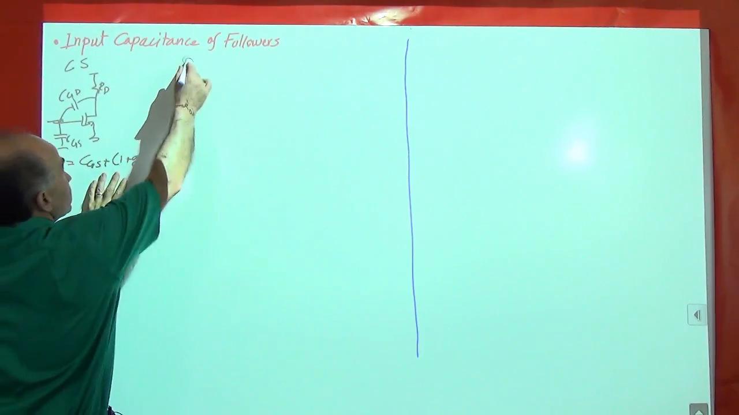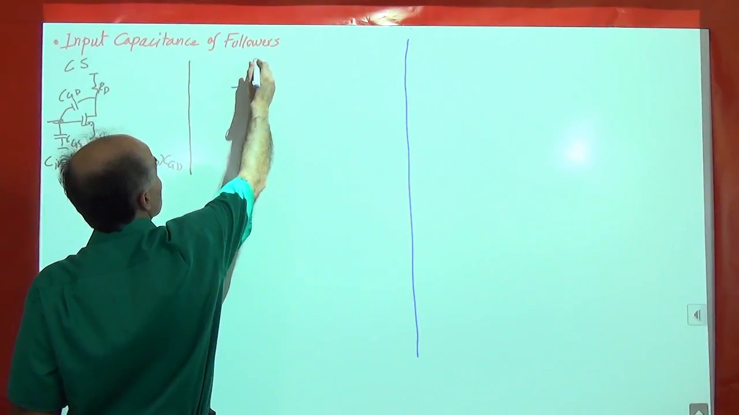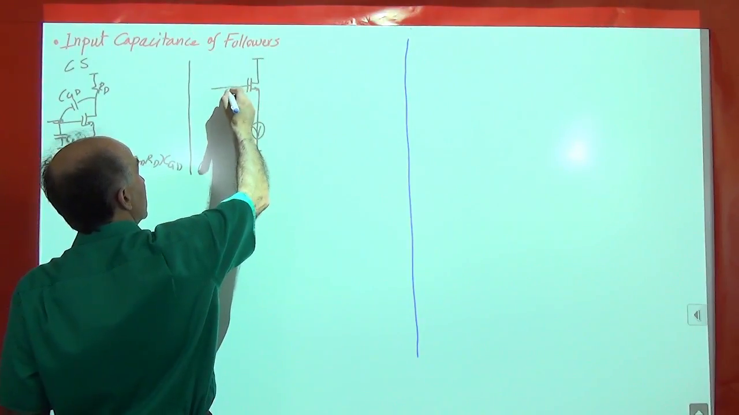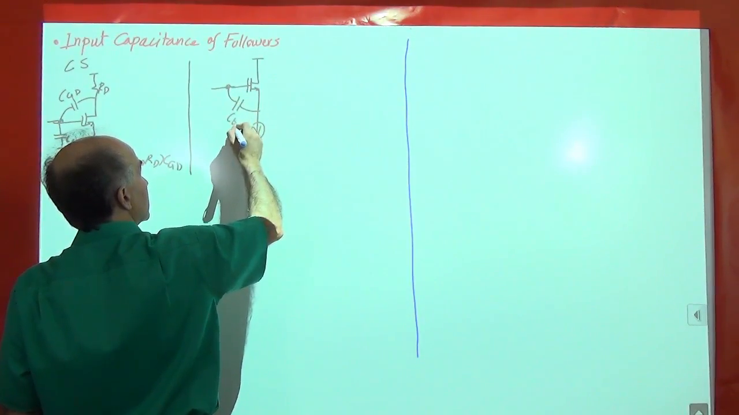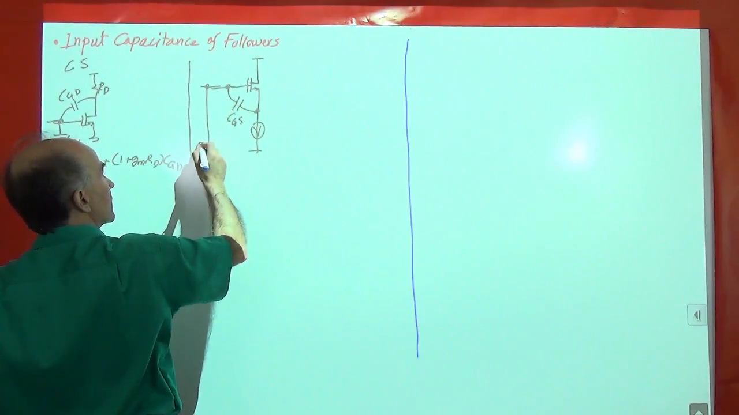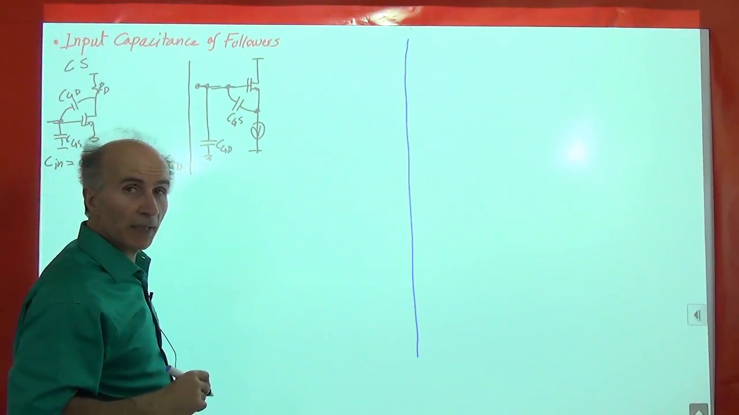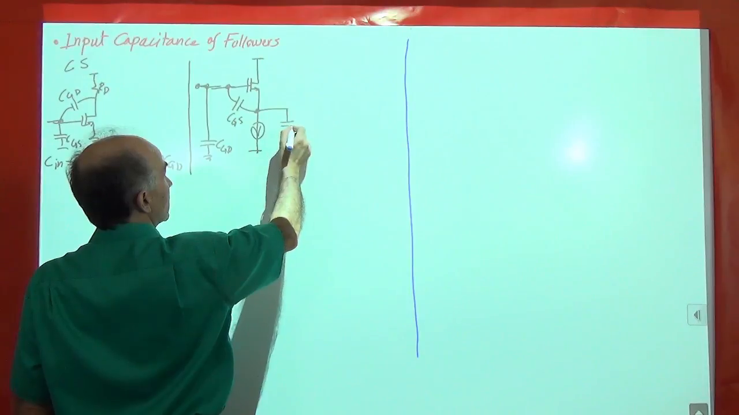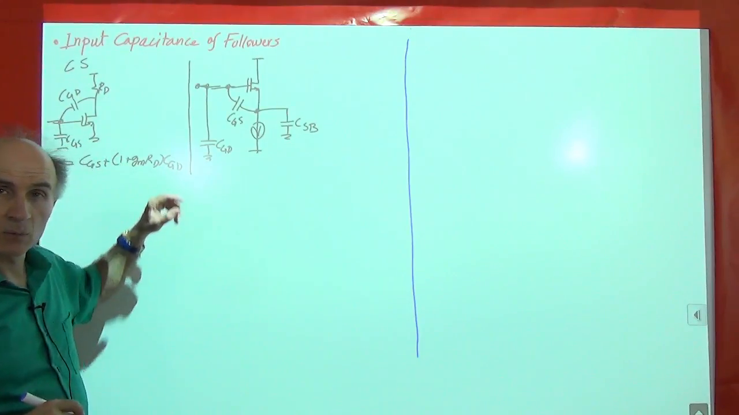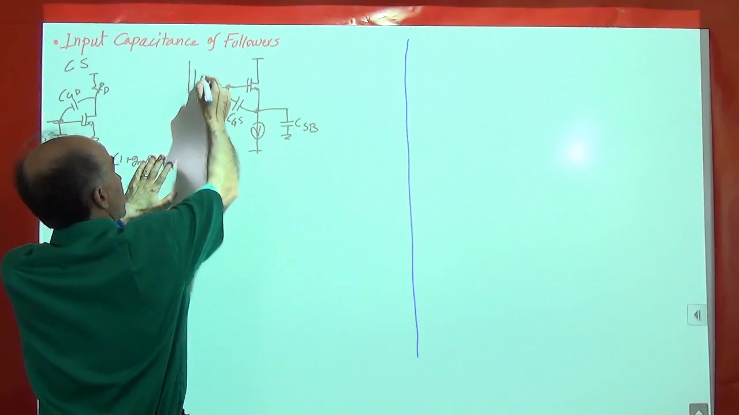Okay, so now let's go to a follower, for example, a source follower, and ask ourselves, if I have a situation like this, and I have this CGS, right? And then I have this CGD, which goes from here to AC ground, so I'll just draw it like this. Now if you want to be complete, we can also include CSB, as we saw before. And I would like to see what the input capacitance of the circuit is. All right, so how much input capacitance do we see here?